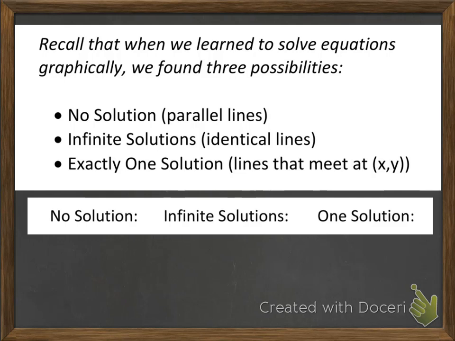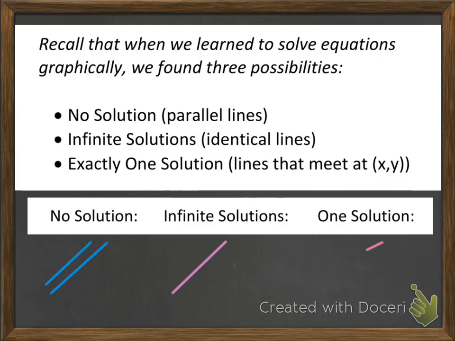Recall that when we learned to solve equations graphically, we found three possibilities. One possibility is that there is no solution, which looks like two parallel lines. Since parallel lines never meet, or because they meet at infinity, we say that they have no solution. They have no points in common. We can also have two lines which have infinite solutions. This happens when we're given two different equations, which, when we do a little bit of work and rearranging, or when we graph both of them, end up being the exact same line.